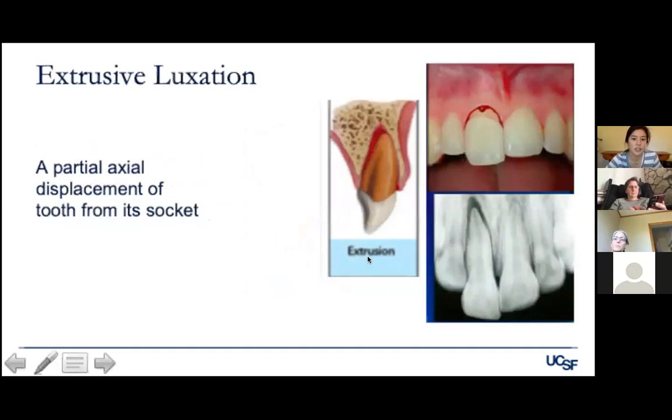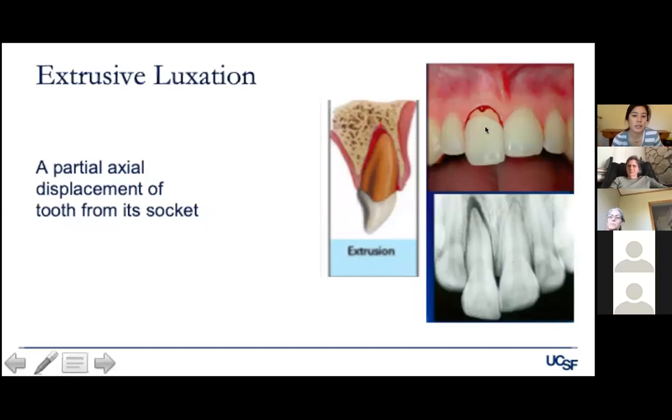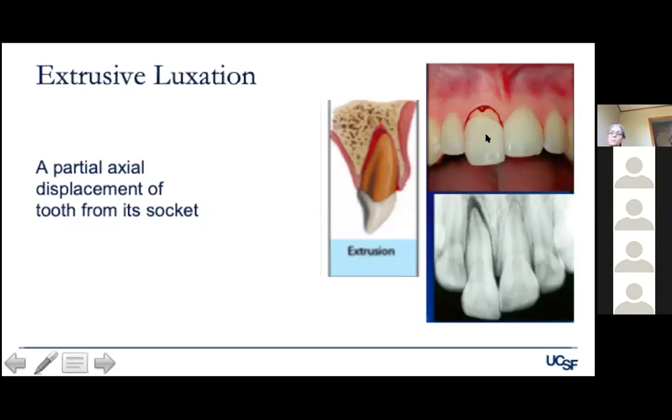Extrusive luxation basically means that the tooth comes out of the socket a little bit. So those ligaments that are attached to the tooth get stretched. And you can see radiographically how it's not fully in the socket. And clinically, what you'll see is that the tooth is lower than the other teeth.